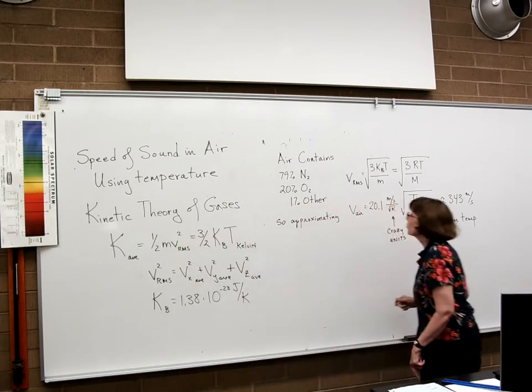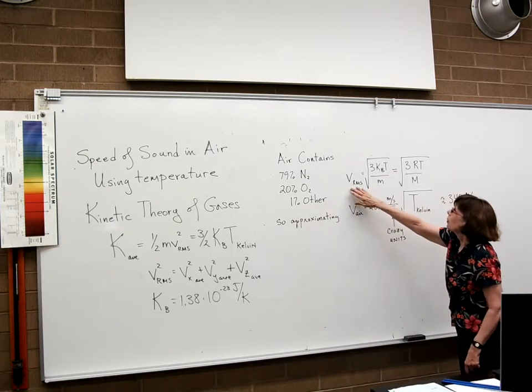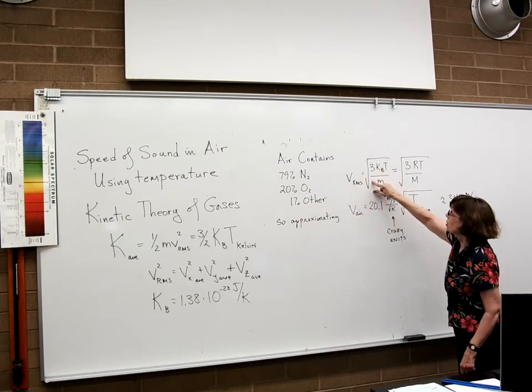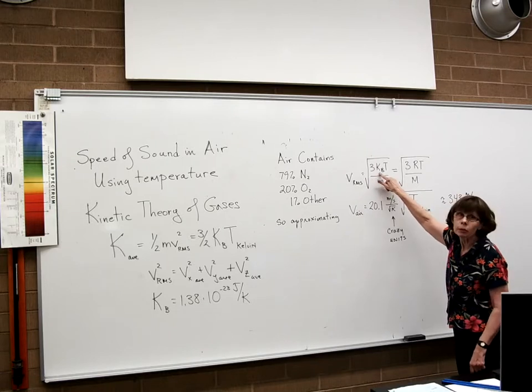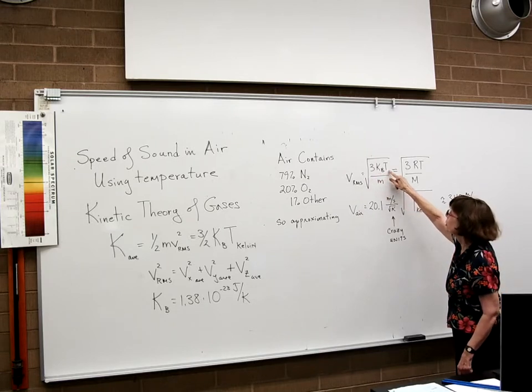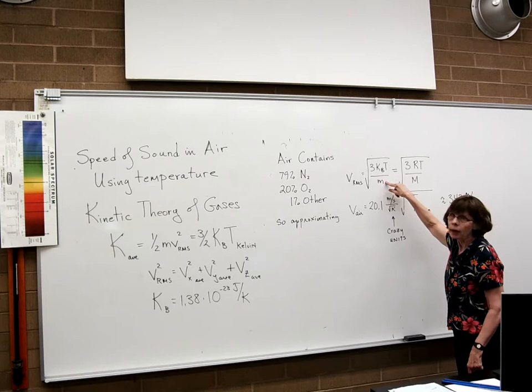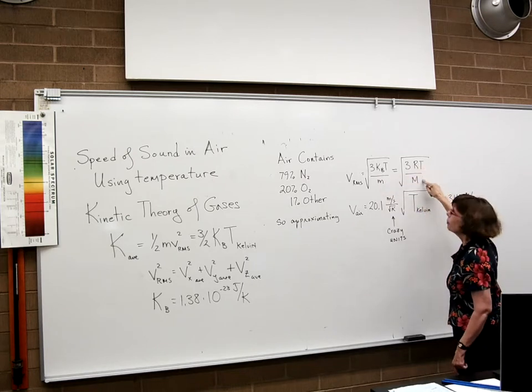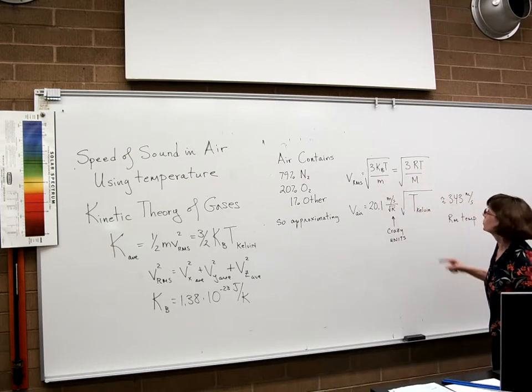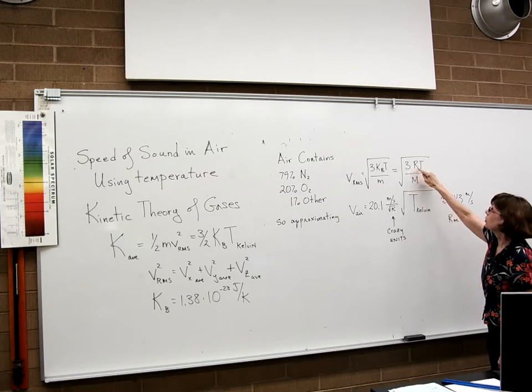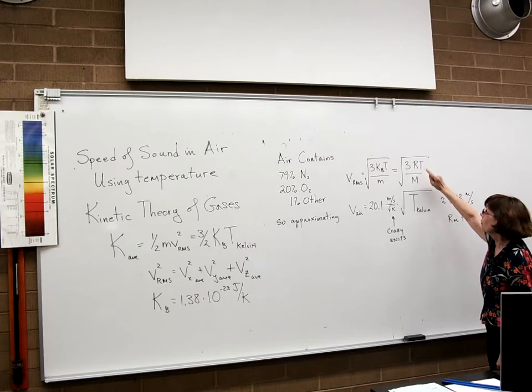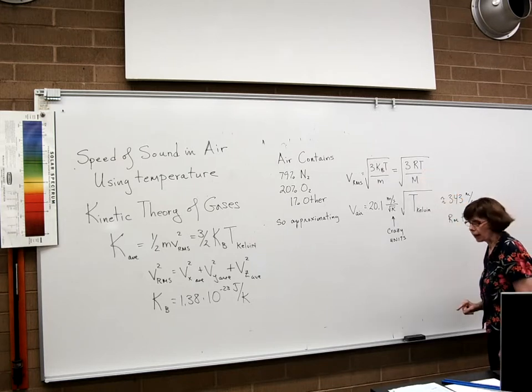So if we do a little bit of algebra, the root mean squared velocity would be the square root of 3 times the Boltzmann's constant times the temperature over the mass of one atom. If we multiply top and bottom by Avogadro's number, it's 3 times the universal gas constant times the temperature in Kelvin over the molecular mass.